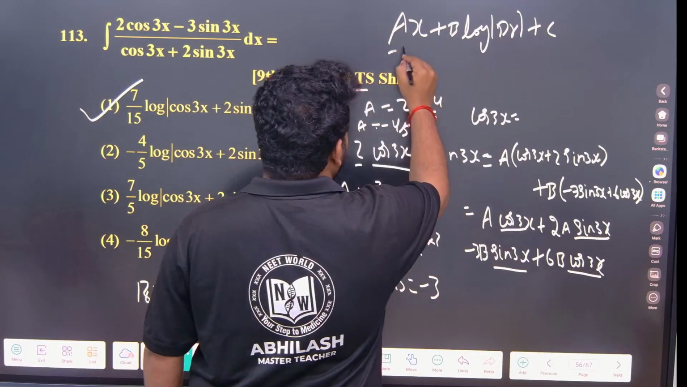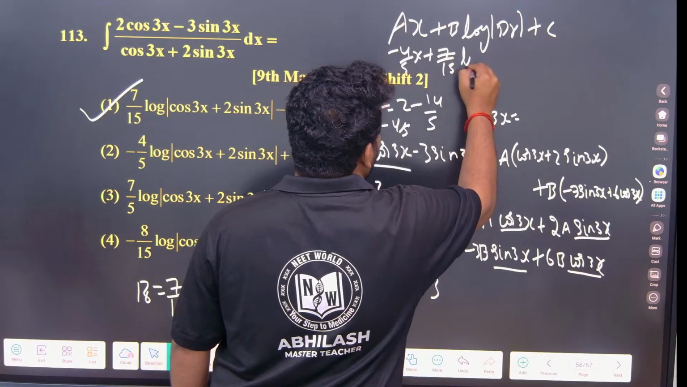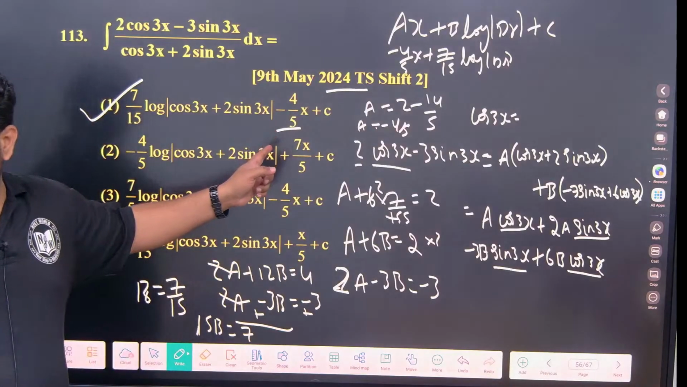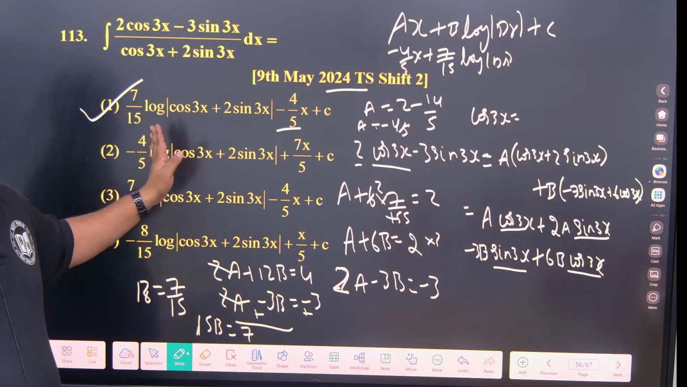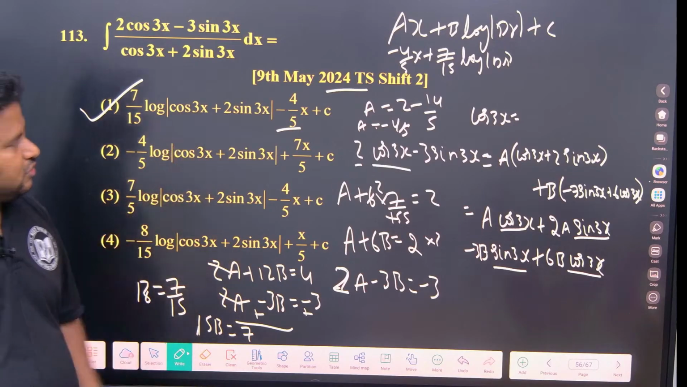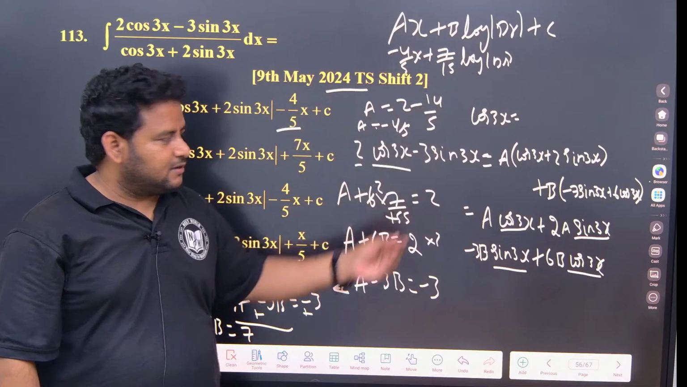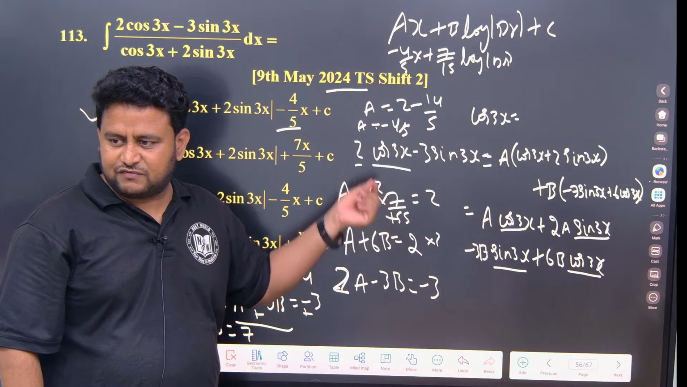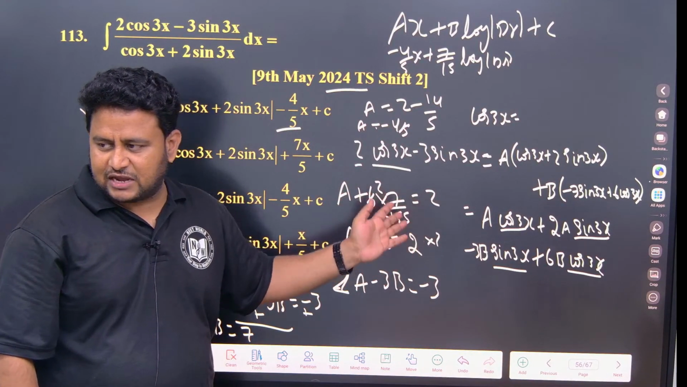So this will be minus 4 by 5x, and b is 7 by 15 log of denominator. So see here, minus 4 by 5x, we got it. Understood? This is the way you have to solve this question. Understood everyone? So the actual form is ax plus b log of denominator plus c. But you will write numerator as a into denominator plus b into d by dx of denominator. Then equate the coefficients and you will get the values of a and b.